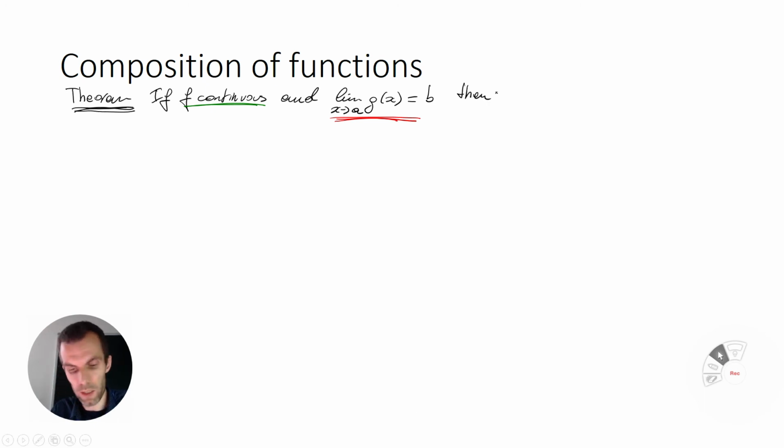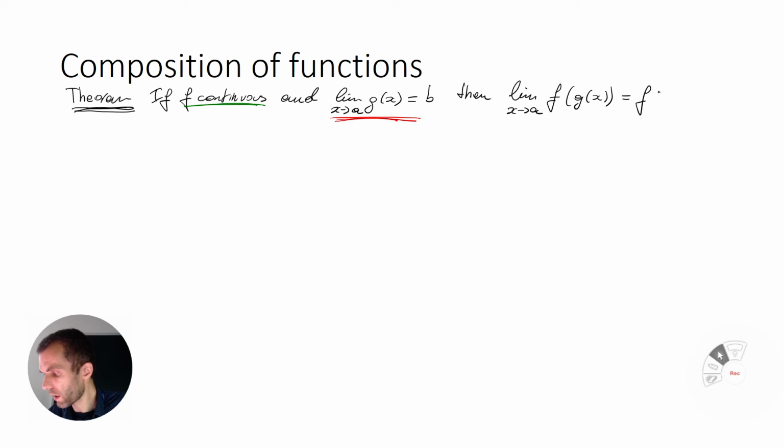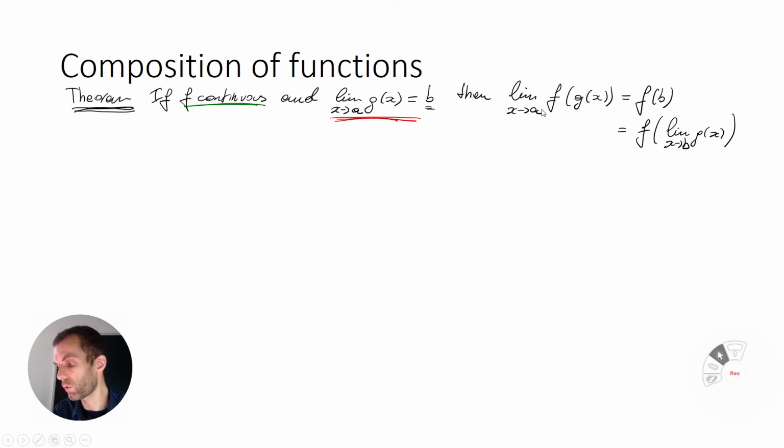Then we have that the limit of the composition f of g of x as x goes to a is f of b, whatever that limit was, and that's also equal to f of the limit of g of x, x going to a. So if f is continuous, you can swap the limit and the application of f.